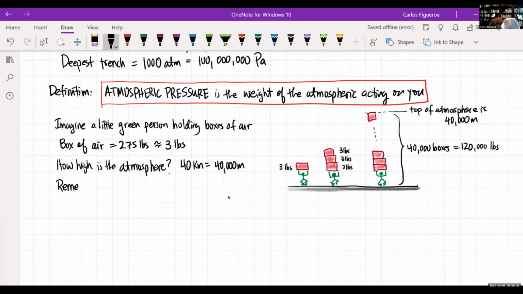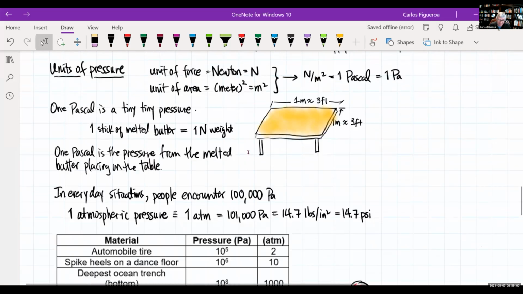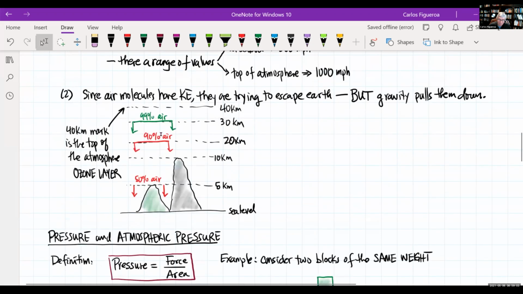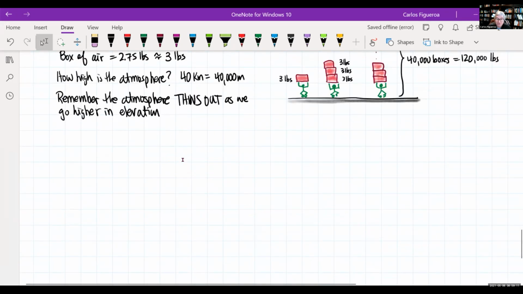Remember, the atmosphere thins out as we go higher in elevation. So if I was to just show you up here again, let's go back to our diagram. Look at that. As you go up, you could see that the air gets less dense as we go up. So this lie that I just told has to be cleared up. So here's what you find out.